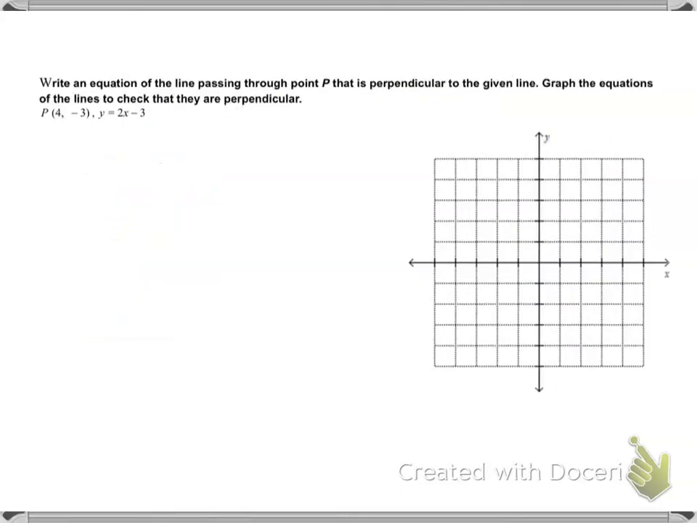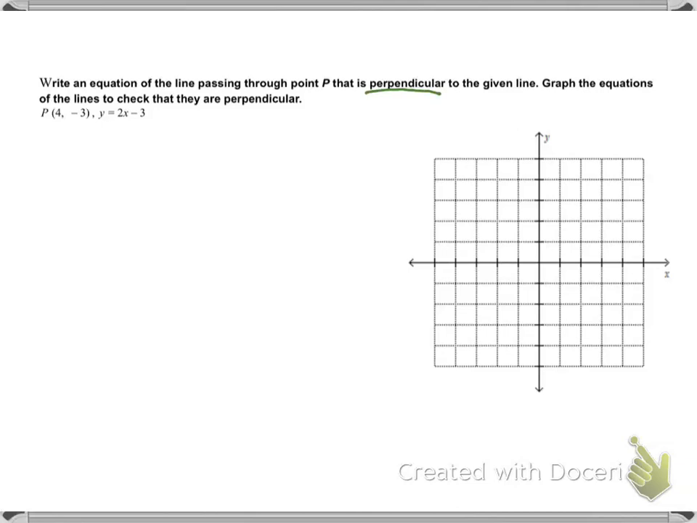Okay, so on this one, let's see here. Write an equation of a line passing through point P that is perpendicular to the given line. Graph the equations of the lines to check that they are actually perpendicular. Okay, so we're going to just write the equation of the line. It goes through point P, 4, negative 3. And we have another line, and we don't have the slope again. That's fine, because it tells us that this time they are perpendicular, not parallel.